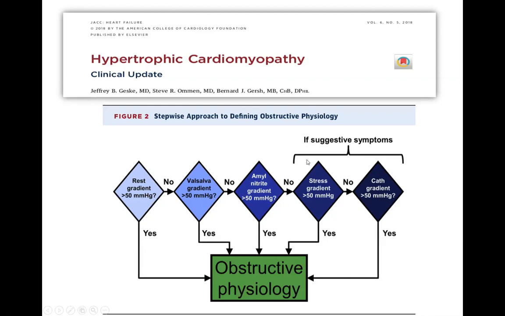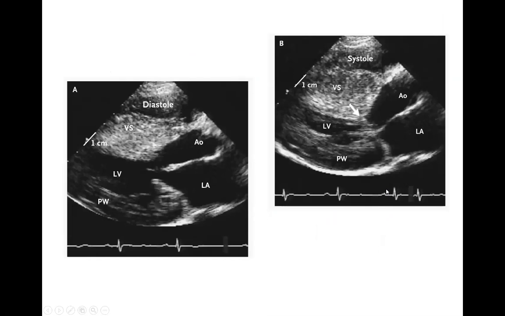If not, and there are still suggestive symptoms, then you have to do a stress gradient. You put the patient on a treadmill and stress him. If you have a gradient of more than 50, then this is obstructive physiology. If not, then you take him to the cath lab and you do cath gradients. As you can see here, this is the interventricular septum. You can see the thickness, and you can see it's a very narrow LVOT.